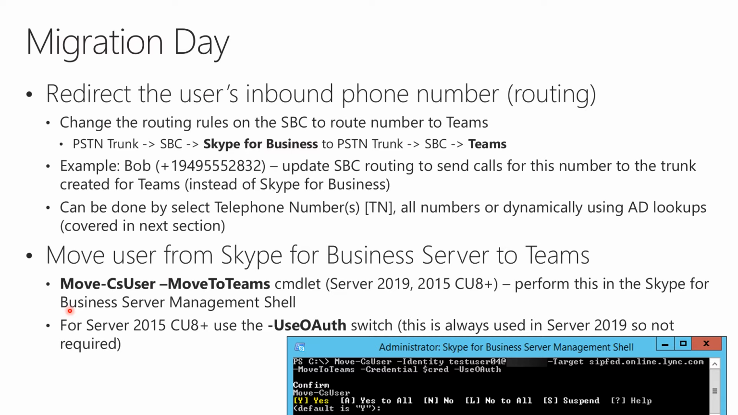So you can see here, I run this Move-CsUser cmdlet. I have an identity of who I'm going to move. My target is sipfed.online.lync.com. That basically means I want to move this account into the service. And this MoveToTeams parameter is going to actually move the user straight to Microsoft Teams.